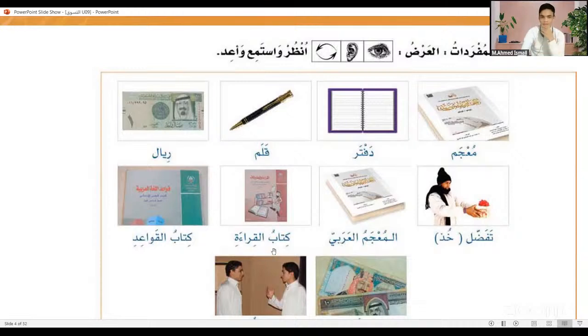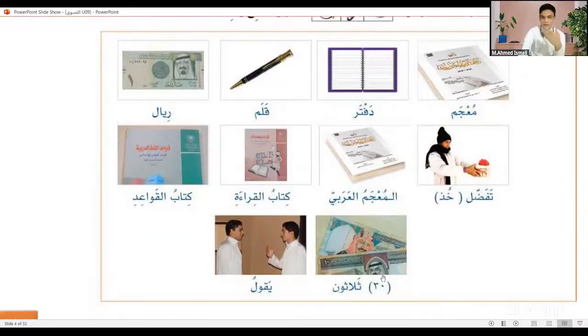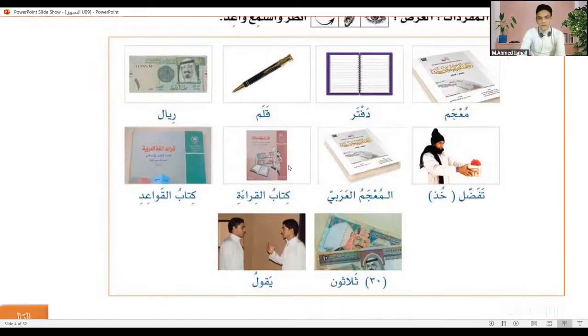المعجم العربي, the Arabic dictionary. And then we have كتاب القراءة, the reading book. كتاب القواعد, the grammar book. And then we have 30 ريال, 30 ريال. And يقول, like say or speak or talk. This all means يقول. Then we have next.